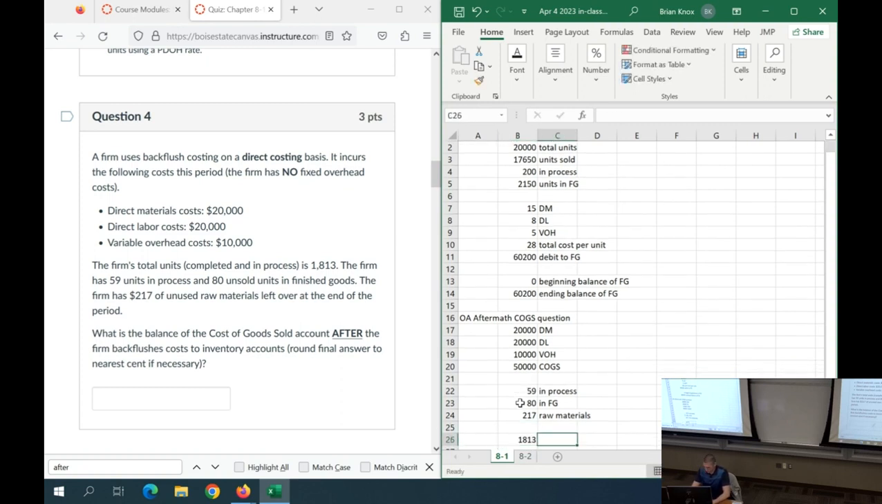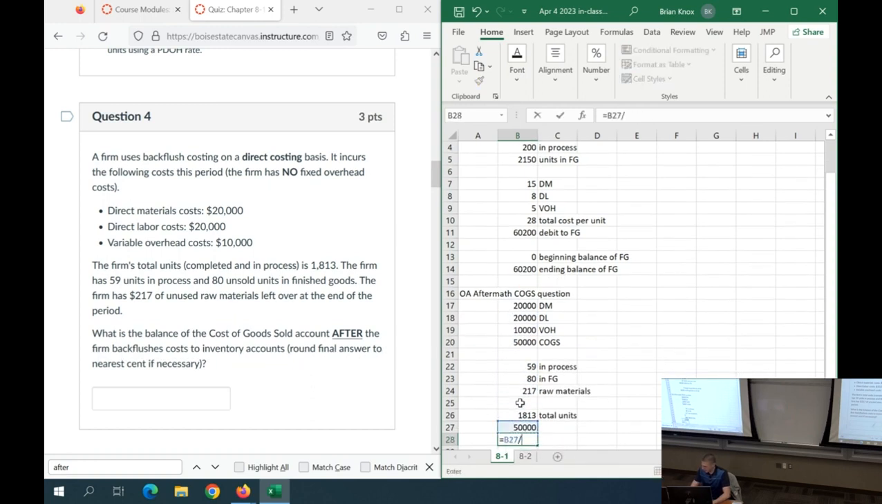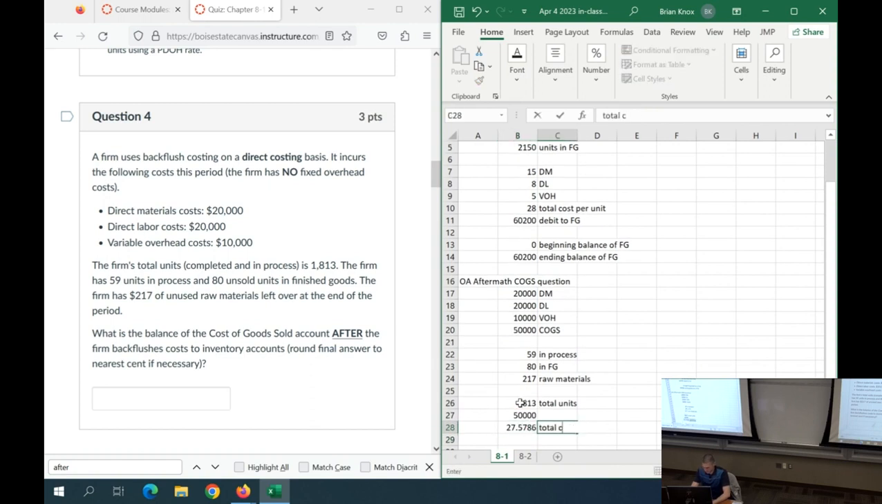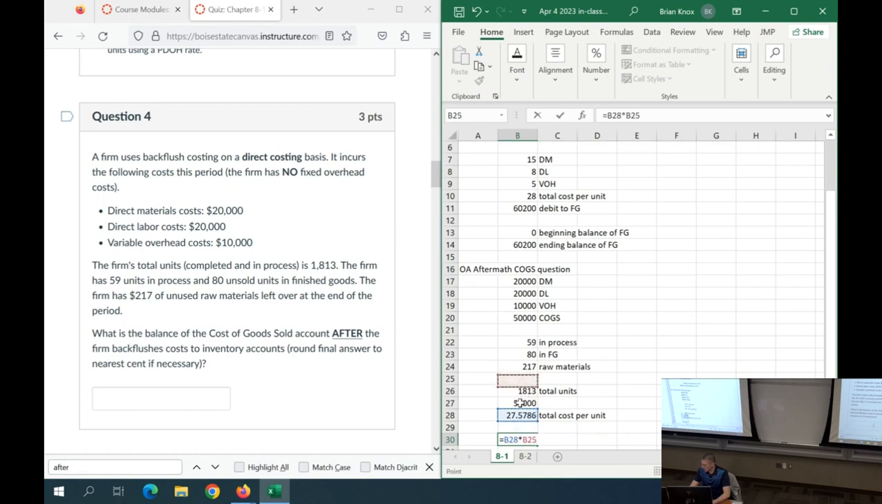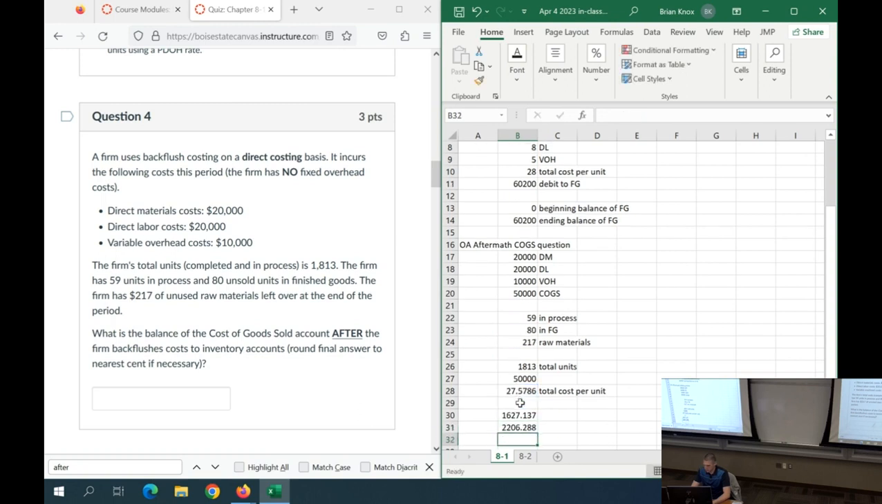1813 total units. That's our denominator. And we can take that denominator and divide. We want total costs, right? We have our three cost categories here. We can divide total cost by total units, and that is the total cost per unit. And we're going to multiply that total cost per unit by in process, multiply the total cost per unit by finished goods number of units, and we can add in the raw materials.